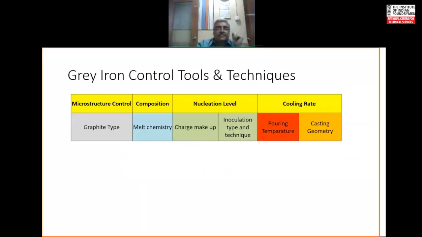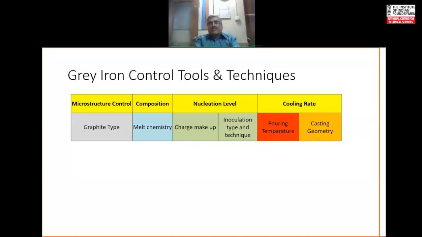Now, for graphite type, one important portion is the melt chemistry, as we saw the sort of type of compositions. We saw a table earlier, what kind of composition of the melt is required for producing different grades. So that is one control we have. Nucleation levels, which is charge makeup, as well as inoculation type and technique. I will say a few words about inoculation, but only a few to explain the principle, because inoculation by itself can be a separate presentation.